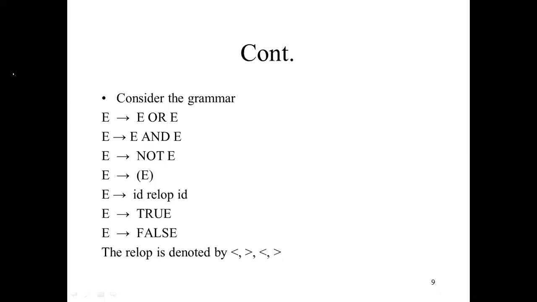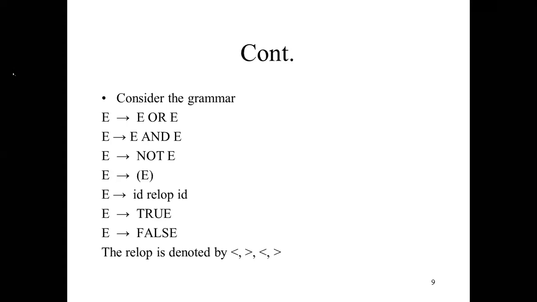So now we can see here E is equal to ID relational operator ID. This is the identifier, so this is the value of the expression. It may be E or E, it may be E and E, it may be not E, or an expression within the braces. We can also write any expression within the braces, or E may be identifier, relational operator and identifier. We can use any relational operator between two identifiers, or in place of E we can write true or false.